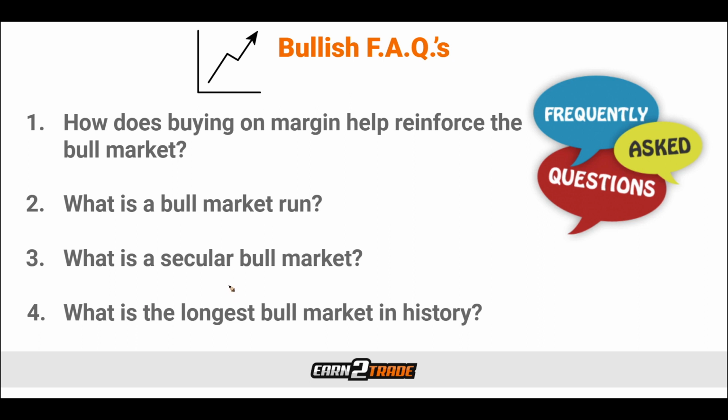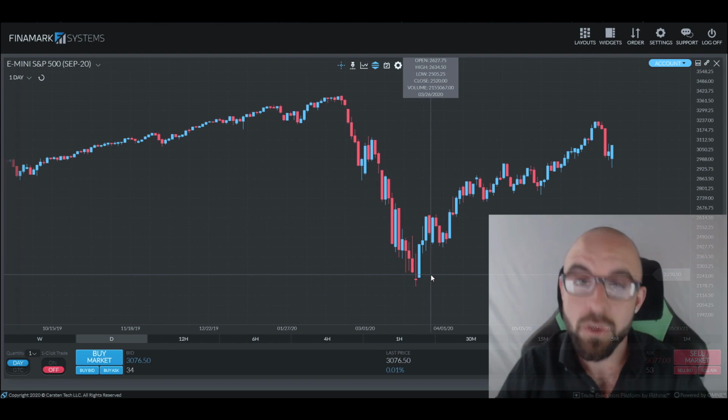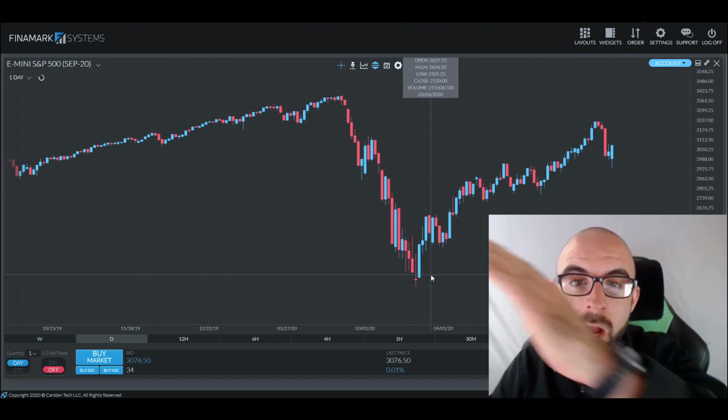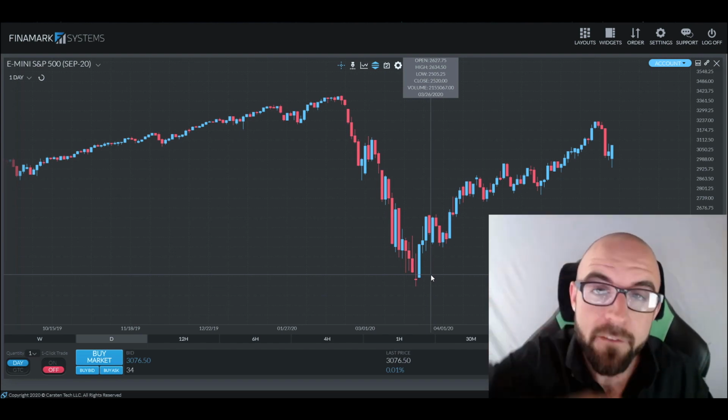So a secular bullish market can be interrupted by a short-term bearish move, but always proceeds to mark even higher as it chugs along. And then we have what is the longest bull market run in history, which we covered in the very beginning, and that was from the period of 2009 to 2020 when we saw the S&P grow over 348%.